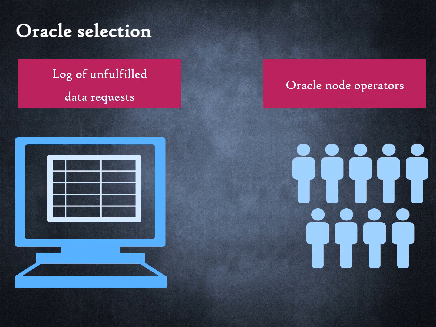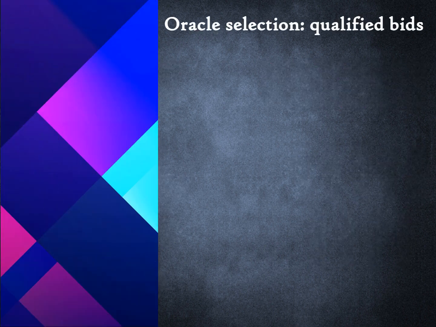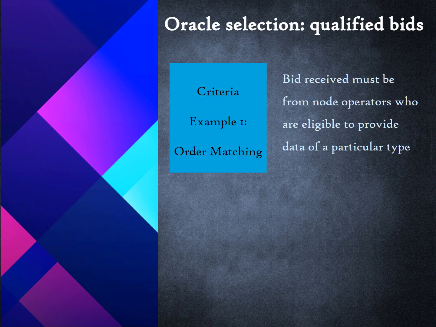When a new request is registered by the on-chain smart contract, an off-chain log visible to Oracle node operators is updated. Oracles can bid to fulfill the order with their fee quote. Qualified bids must meet certain criteria, which could differ across Oracle platforms. An example of a criteria is that the bid received must be from node operators who are eligible to provide data of a particular type.